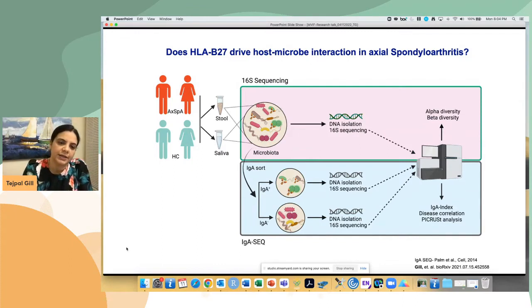So in this experiment, we wanted to understand if there are differences in the IgA-coated microbes, or the microbes that have immunogenic potential, in patients with AxSpA. So we sorted them based on their IgA coating and then performed 16S sequencing.